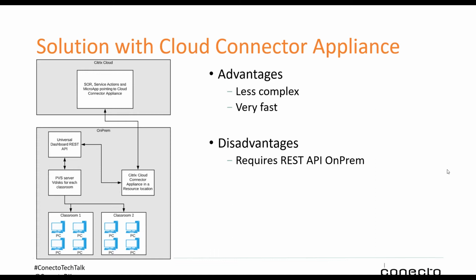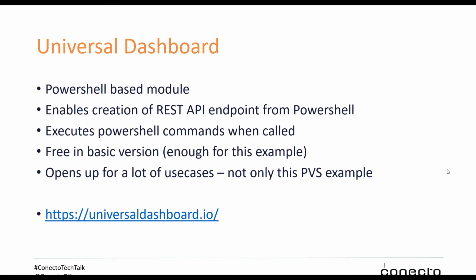A disadvantage was that we had to come up with our own REST API. Since we are not developers and we are infrastructure guys, this was a bit of a challenge, but we got help from the Universal Dashboard. Universal Dashboard is a PowerShell-based module. It enables us to create REST API endpoints directly from PowerShell, written in PowerShell, and executing PowerShell when it's called. It's free. It opens up for a lot of use cases, not only this example with PVS. I supplied the link for it here.